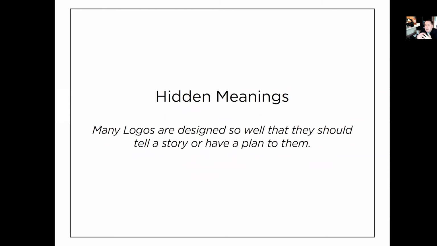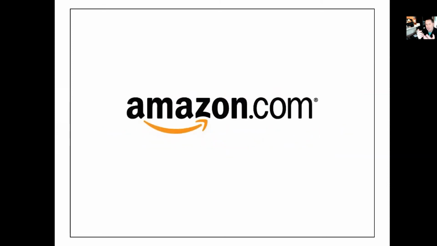All right, logos that are often designed well have what are called hidden meanings, as we have done in the Facebook groups. Kind of had you point out or brought up some hidden meaning logos. All right, many logos are designed so well that they should tell a story or have a plan to them. Like Amazon. Amazon's thing is A to Z. As you can see, there is an arrow kind of pointing from A to Z. That is what they mean by that. But some people often look at that as customer satisfaction because it does look like a little bit of a smile.